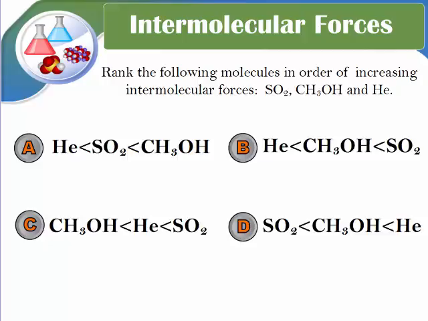To answer this one, first we've got to figure out what type of IMF is in each of these. We just said that SO2 was dipole-dipole. Figure out the next two and then rank your molecules. Restart when you have an answer. So this one you should have gotten was H bond. And helium you should have gotten was London dispersion force.